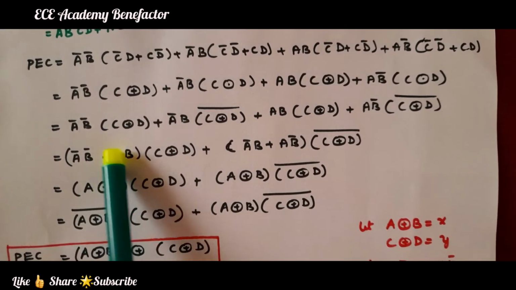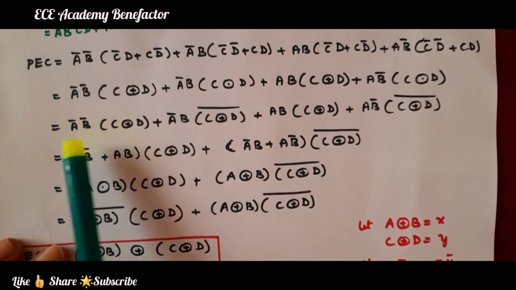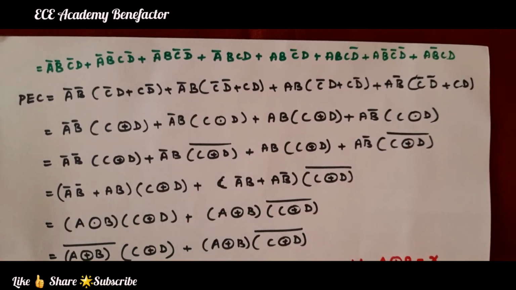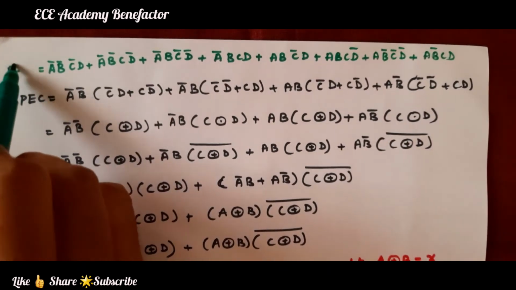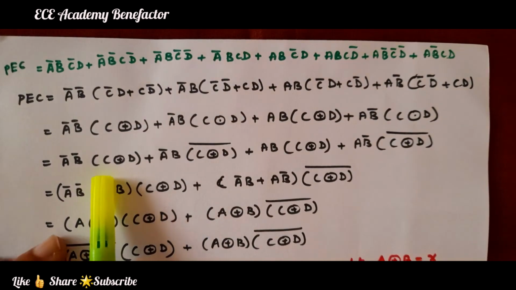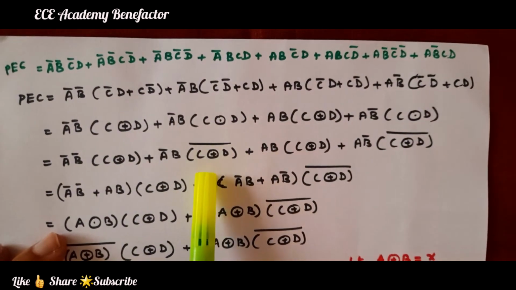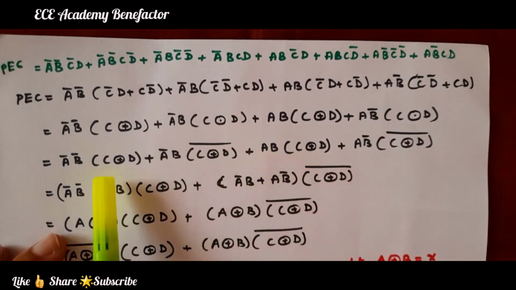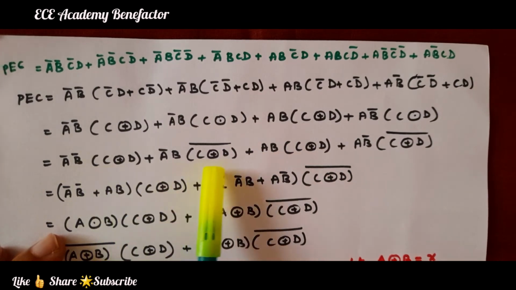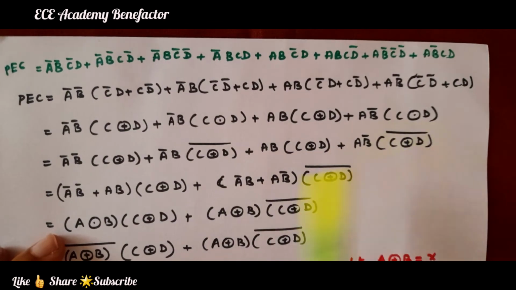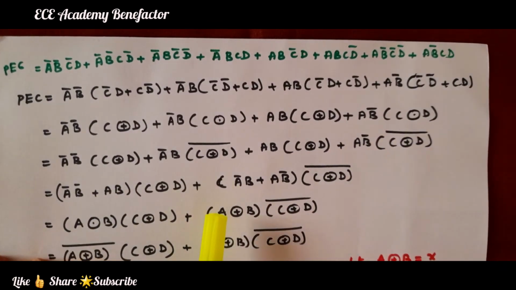We got this equation, A bar B bar. XNOR is written as the complement of XOR, the complement of C XOR D. So we have written this as C XOR D, C XOR D bar, C XOR D, C XOR D bar. Okay, up to here it is clear.